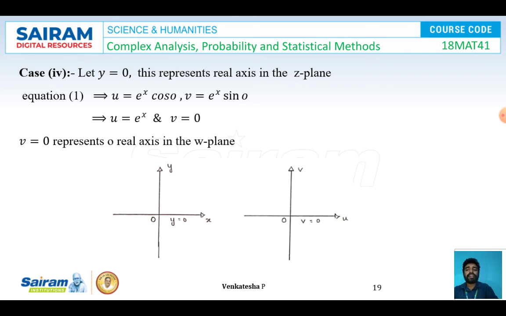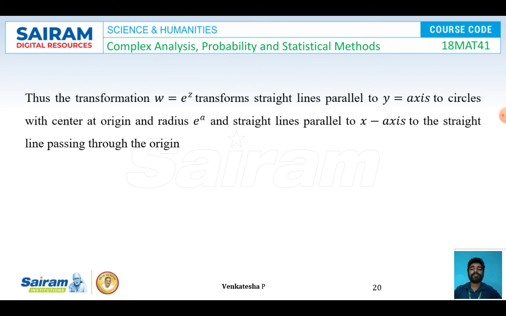And here we can see that the line y is equal to 0 has been transformed into v is equal to 0 in the w plane. So hence we can conclude that the transformation w is equal to e power z transforms a family of straight lines x is equal to a, which is parallel to the y axis, into circles, and also the family of straight lines y is equal to b, parallel to the x axis, has been transformed into a straight line passing through the origin with a slope of m is equal to tan b.